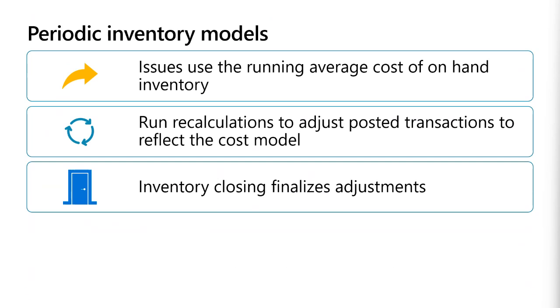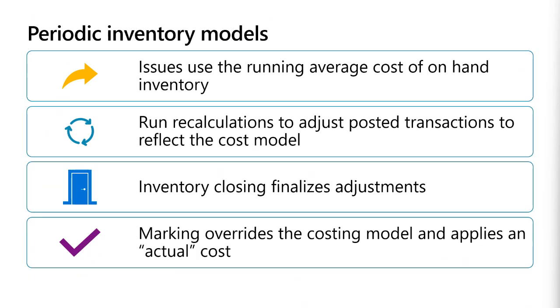When you use a periodic costing method, the inventory closing is used to finalize adjustments and create settlements according to the model principles. You can also use marking to override the heuristic cost and apply an actual cost, so to speak, to an issue transaction when you use any periodic inventory model.